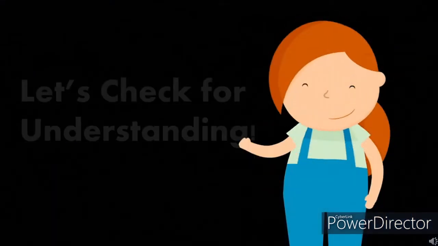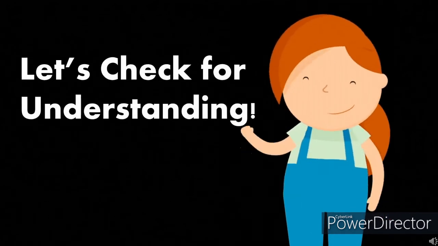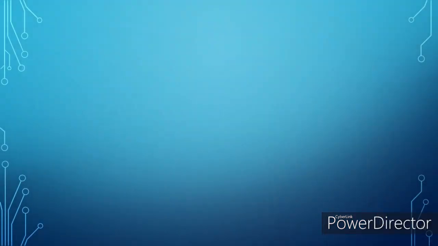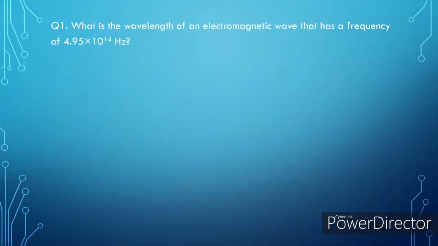Let's check for understanding whether you got the correct answer or not. For question number 1, what is the wavelength of an electromagnetic wave that has a frequency of 4.95 times 10 raised to 14 hertz? Based on our given, we have frequency equals 4.95 times 10 raised to 14 hertz, and our constant value for wave speed, or the speed of light, is 3 times 10 raised to 8 meters per second. Our required is wavelength. We need to look for the wavelength.